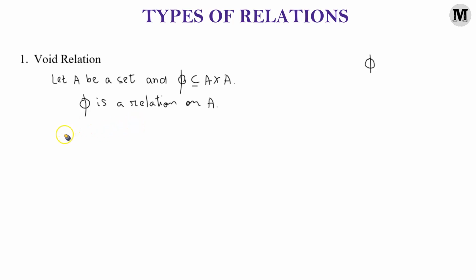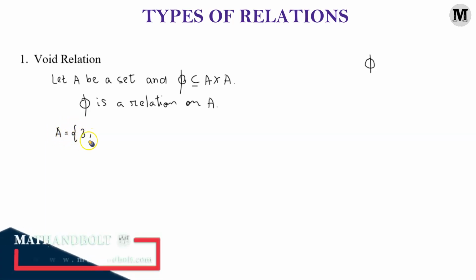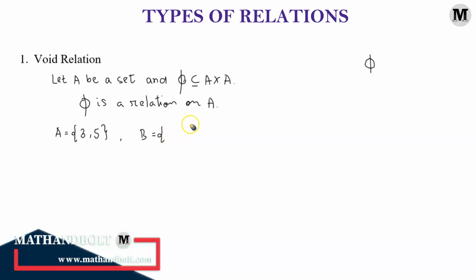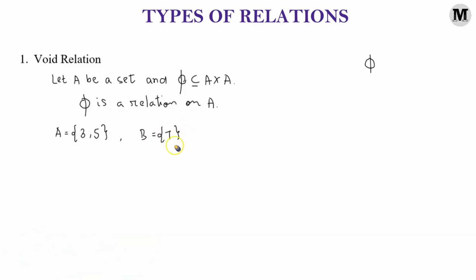Now, to best understand this, let's take an example. Let us suppose that we have a set A. Set A contains the elements 3 and 5. And then we have another set B. B contains a single element. Let that element be 7. Okay. Now, we're going to define a relation denoted by R. So what is R? Let's say R is a set containing the ordered pair (a, b), such that we have a belonging to the set A and b belonging to the set B.